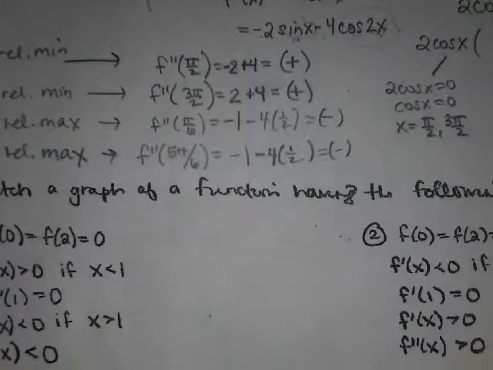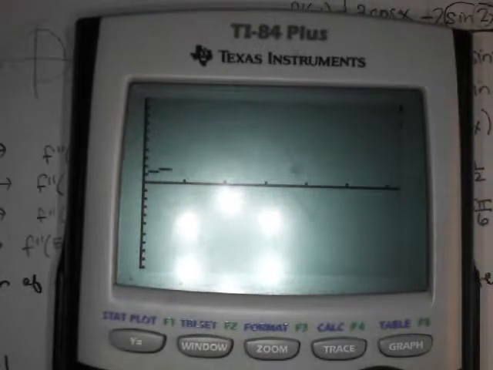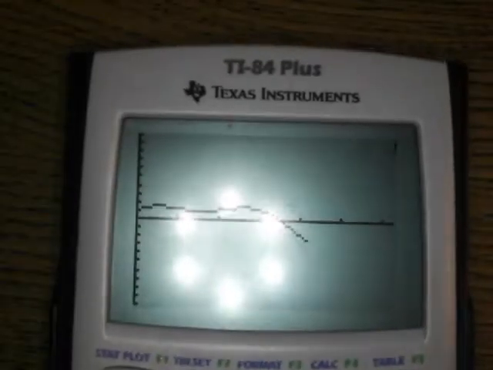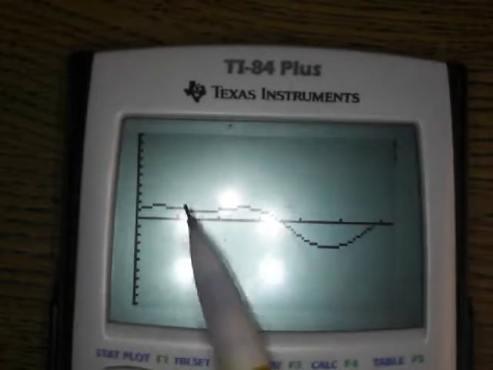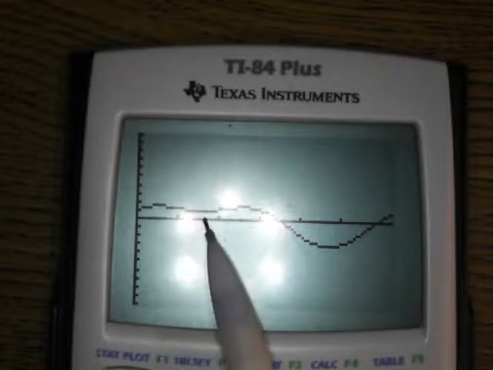Okay, hold your horses. Here's the graph. Here's our relative maximum, probably at pi over 6, followed by a relative minimum shortly after at pi over 2, followed by a relative maximum at 5 pi over 6, followed by a relative minimum towards the end there at 3 pi over 2. Good?